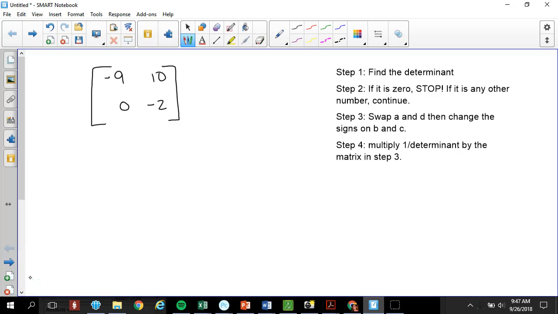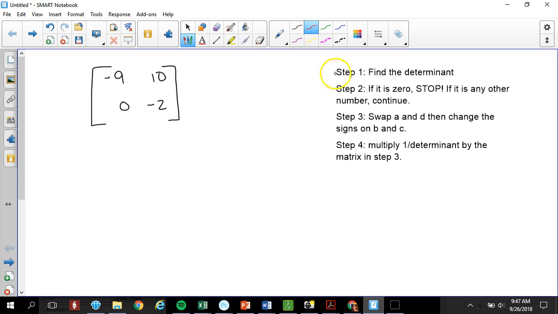Okay, so in the last video we worked on determinants. In this one we're going to work on finding inverses. Suppose I'm given any matrix. It needs to be a square matrix, so 2 by 2, 3 by 3, 4 by 4, and so forth, to find the inverse. Suppose I'm given a square matrix 2 by 2.